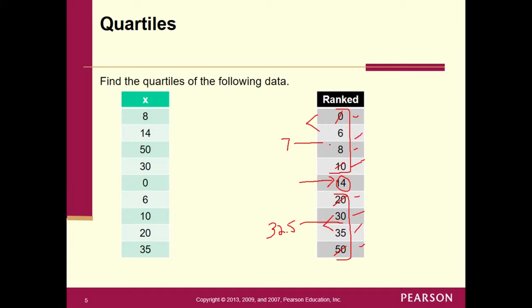There's 2 observations here, 0 and 6. Skip Q1. 8 and 10. Skip Q2. 20 and 30. Skip Q3. 35 and 50. There's 2 observations there. So what it did was it separated the data set into 4 equal parts, where each part has what? 2 observations. Okay?